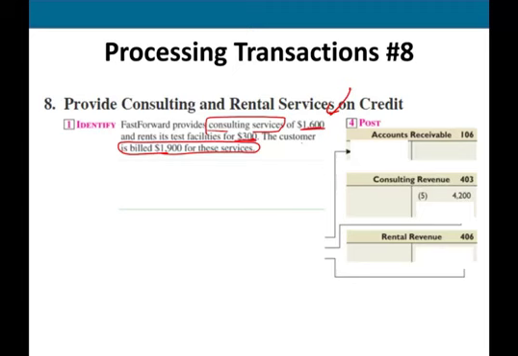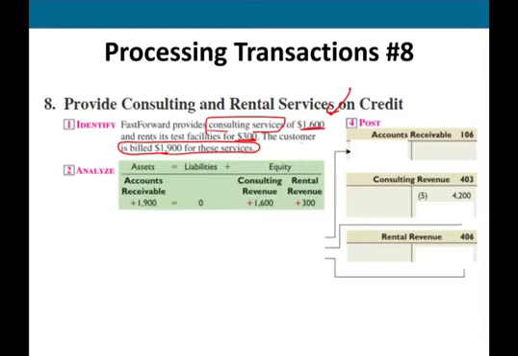We billed the client. They did not pay, we billed them. Therefore, we're going to have accounts receivable. It's going to go up because we received a promise to be paid in the future, which is an asset. Consulting revenue always goes up, and rental revenue goes up.